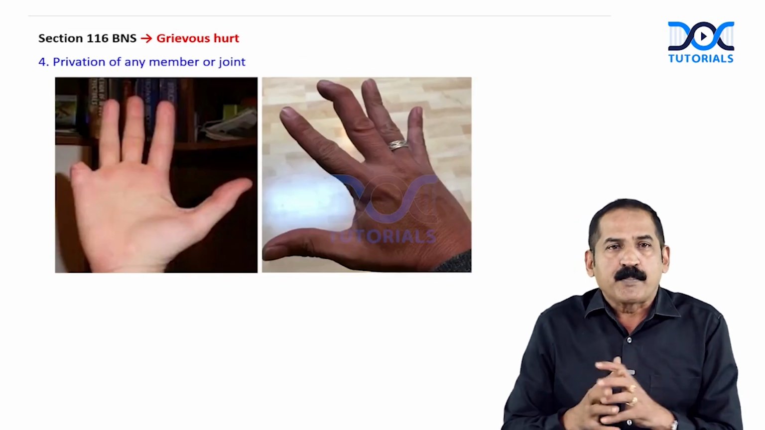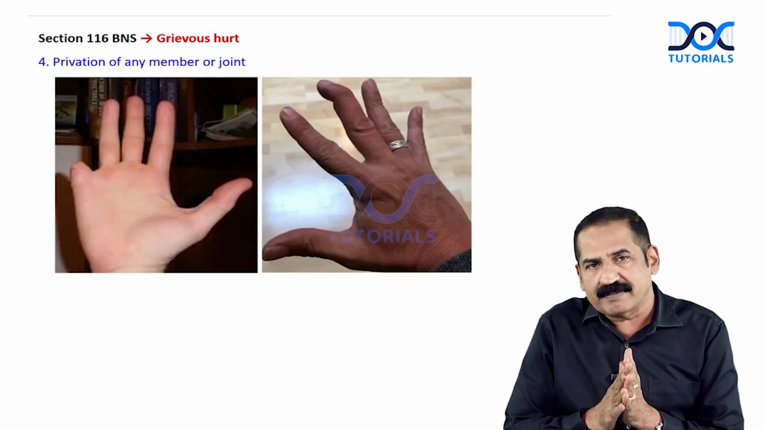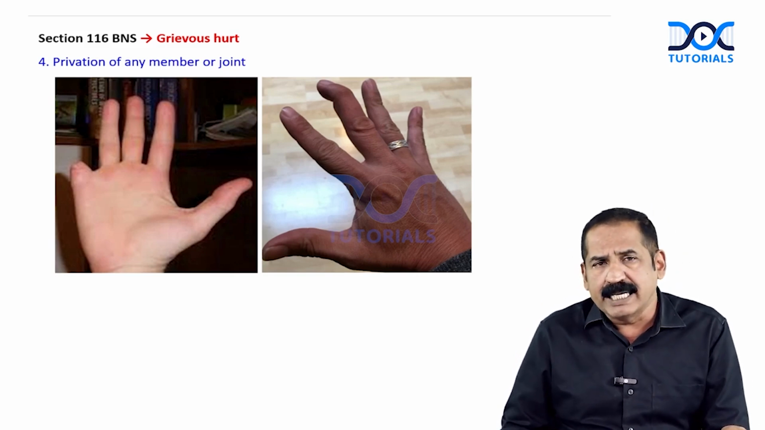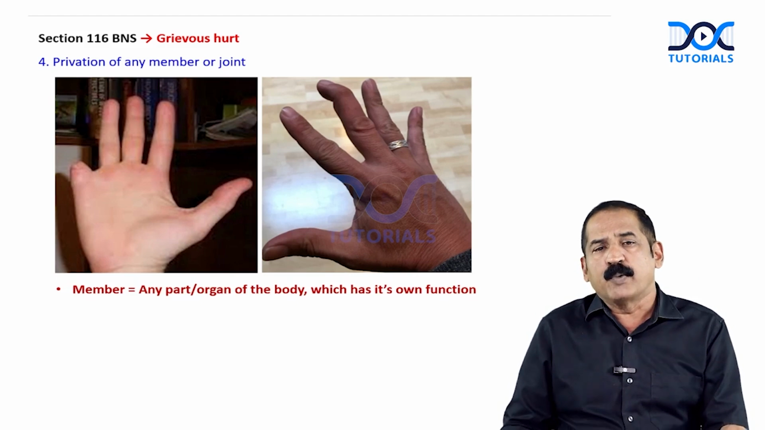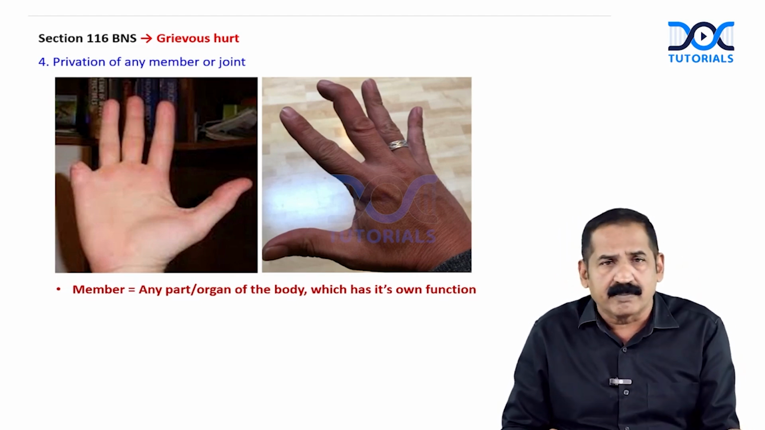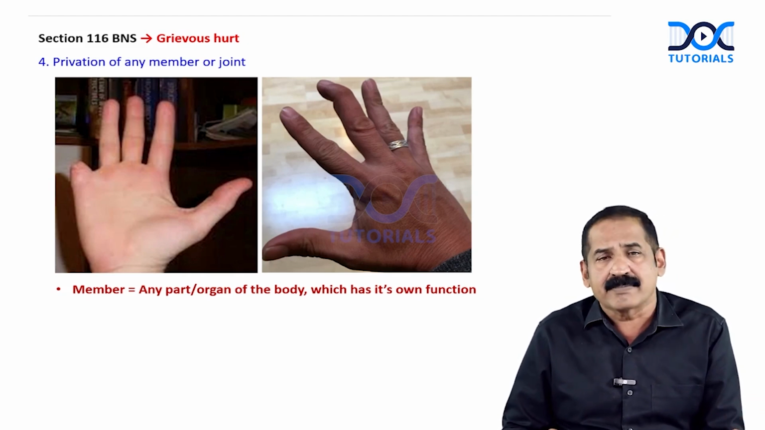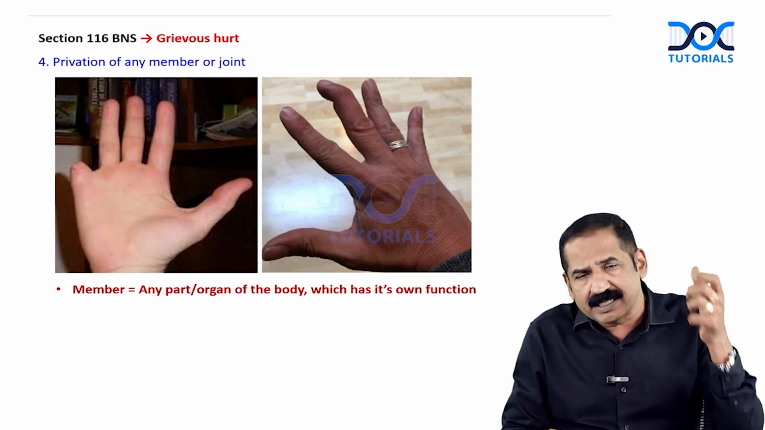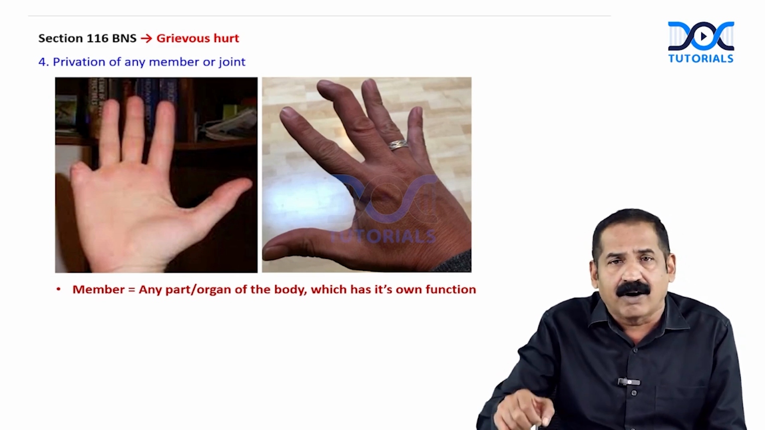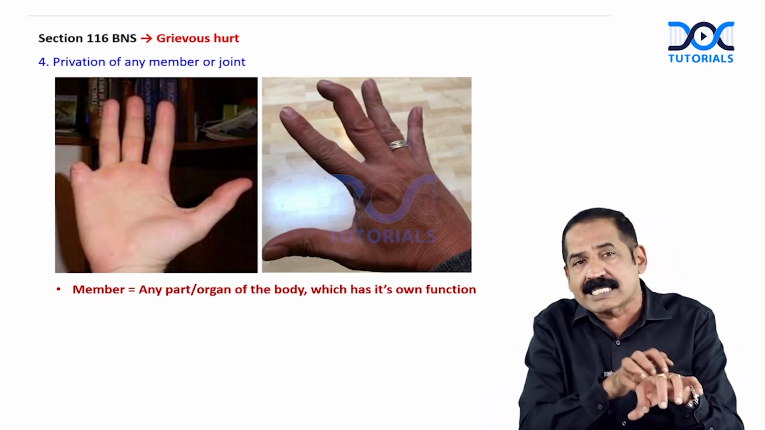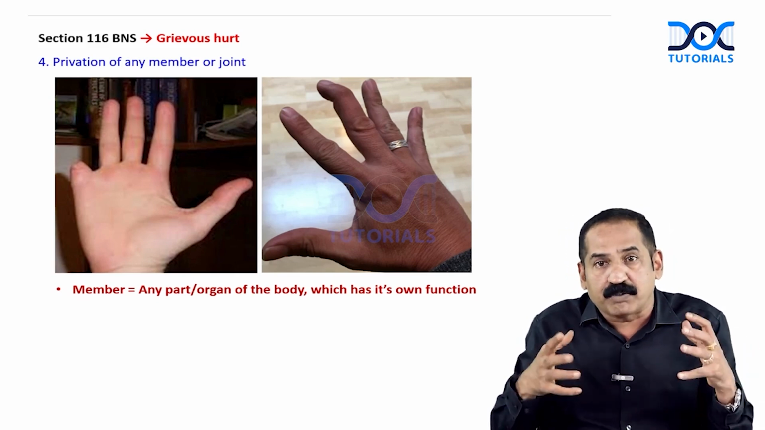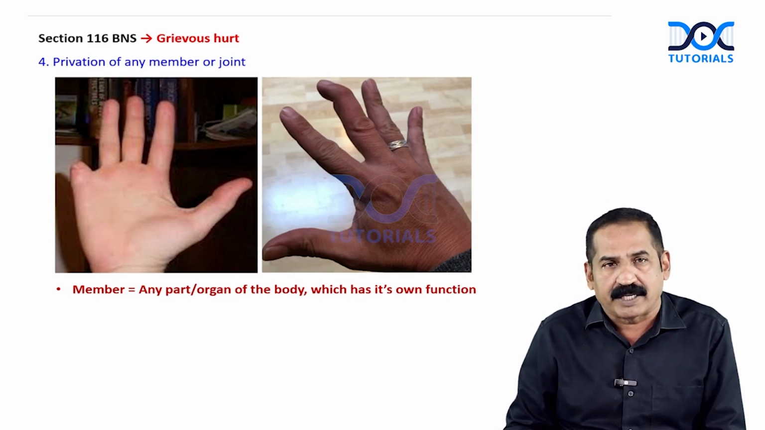Number 4, privation of any member or joint. Now the question is, what do you mean by member? Member means any part or organ of the body which has got its own function. For example, our fingers are a member of the body. Eye is a member of the body. Liver is a member of the body. Even the fingernail is a member of the body. What are the functions of the fingernail? If you want to pick any nail or even a thorn or even for scratching, you require nails. So almost everything we use in our body is a member of our body.